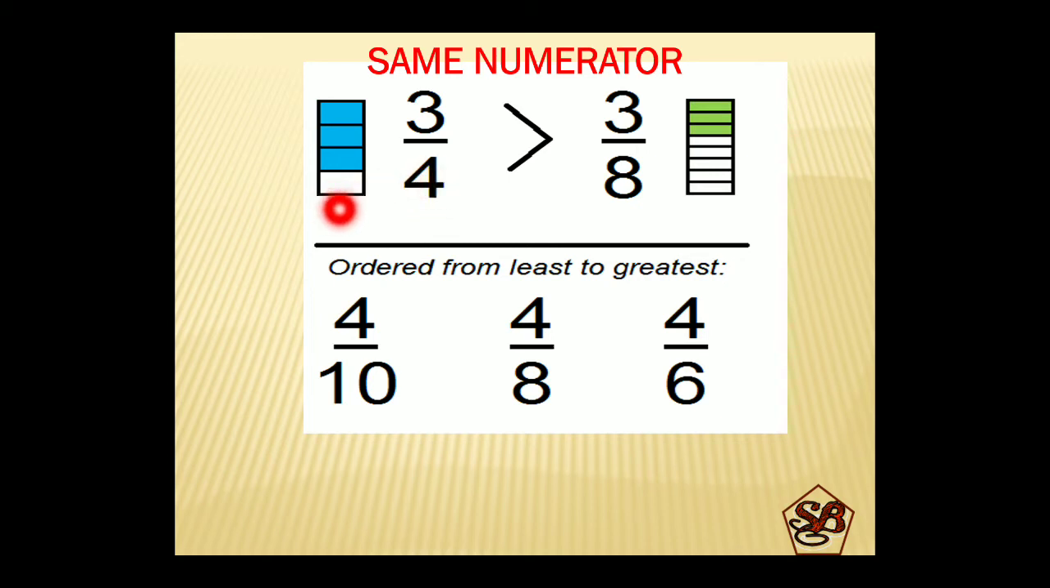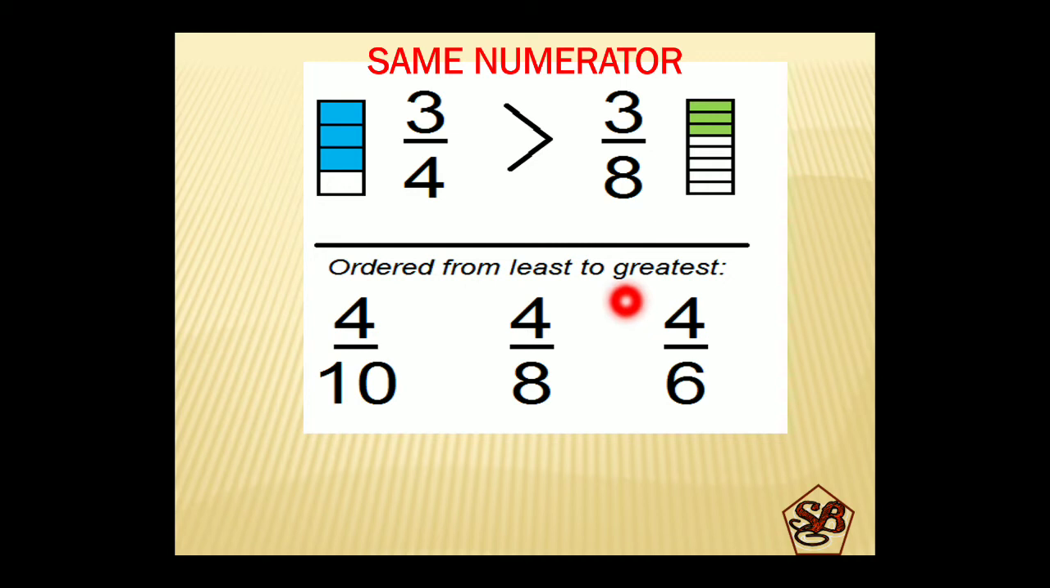As you can see in the picture also, both the rectangles are of the same size. But here it has been divided into 4 equal parts and here it has been divided into 8 equal parts. That means this portion will be distributed among 8 people and this portion will be distributed among 4 people. So clearly here one portion is greater than this one portion. So 3 by 4 is greater than 3 by 8.